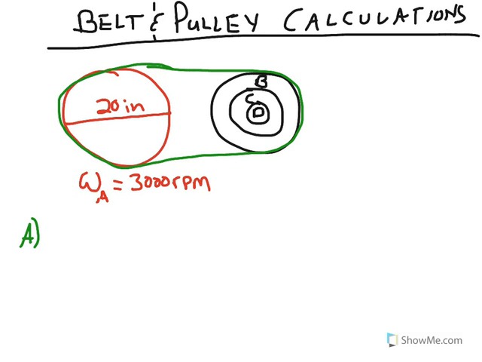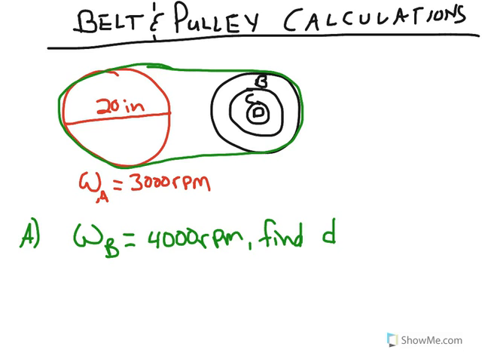Question A. A speed of 4,000 RPM is required when the drive belt is connected to pulley B. What is the diameter of pulley B? So it's saying that the angular velocity at B needs to be 4,000 RPM. So find the diameter at B. Those are the information that's given and the question in symbols.